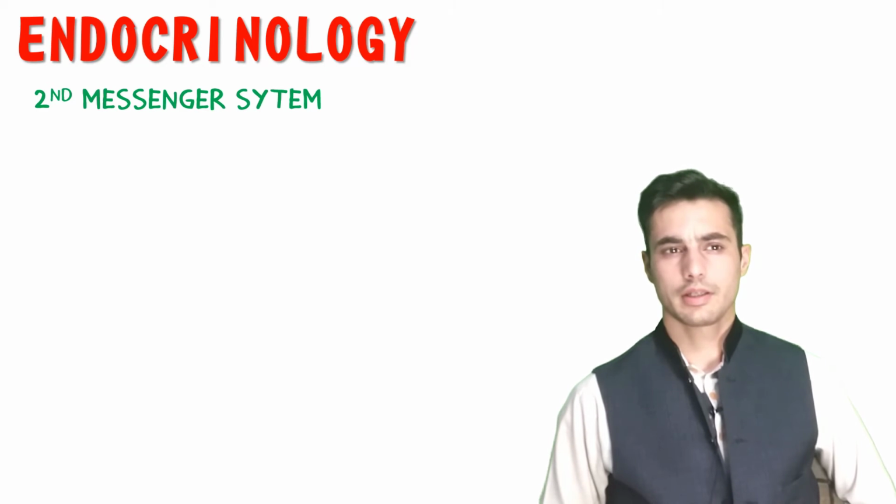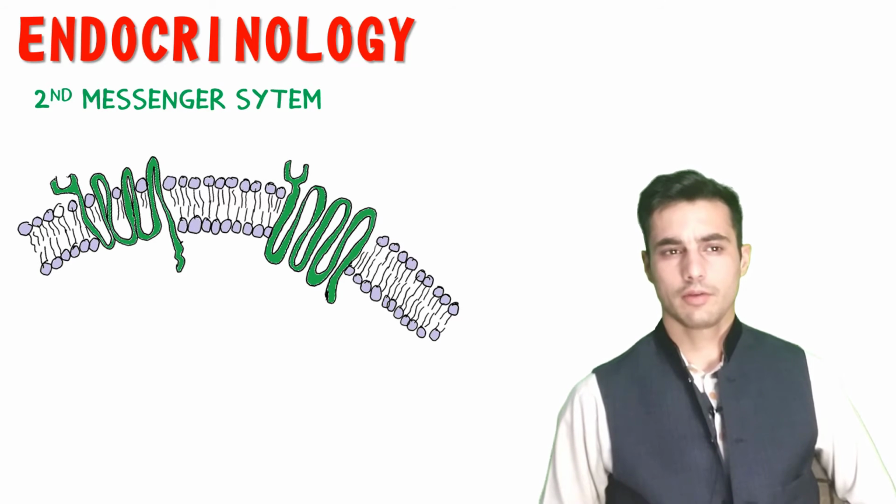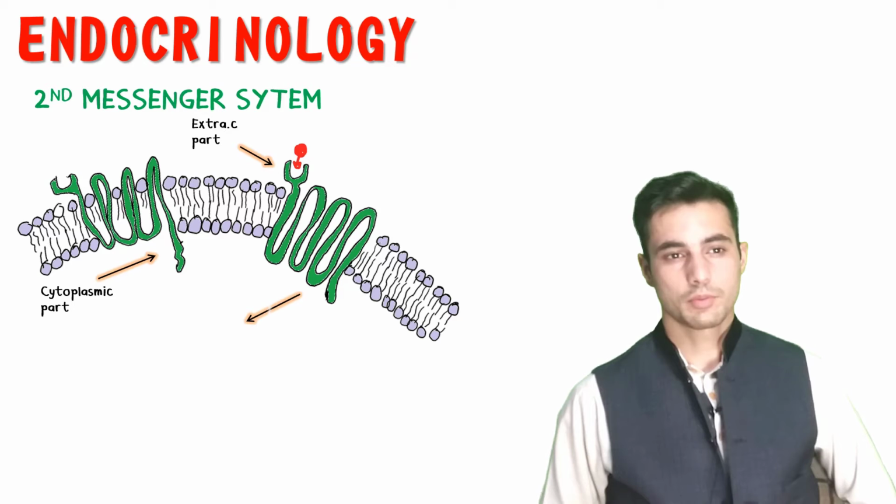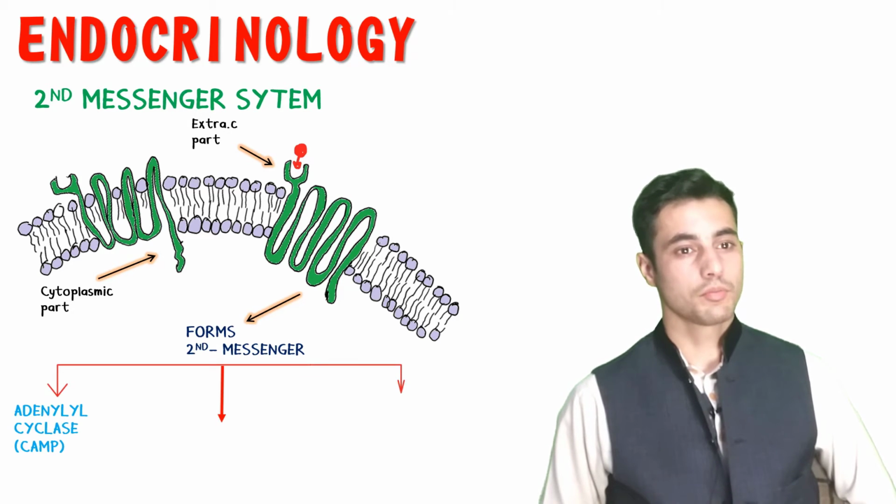Now, what is the second messenger system? Have a look at this diagram. We have already discussed this. When the hormone binds with the extracellular part of this transmembrane protein, which has 7 turns in and out of the cell membrane, the cytoplasmic part will cause the actions. Now the cytoplasmic part will activate the G proteins and form the second messengers.